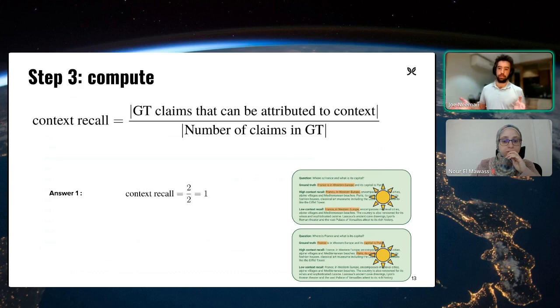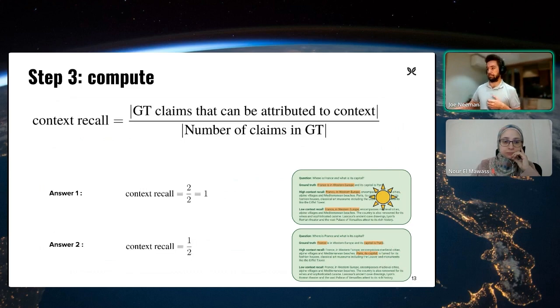Remember we had this formula. It's the number of claims that can be attributed to the context divided by the total number of claims. So our total number of claims is 2. The first recall that we gave had support for both factual claims, so it gets a score of 2/2. The other one only had support for one factual claim, so it gets a score of 1/2. Okay, so that's context recall.